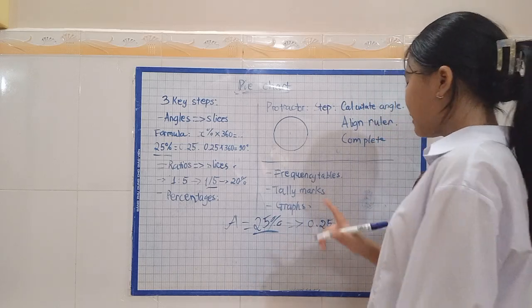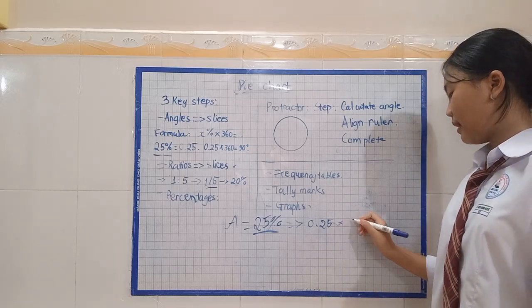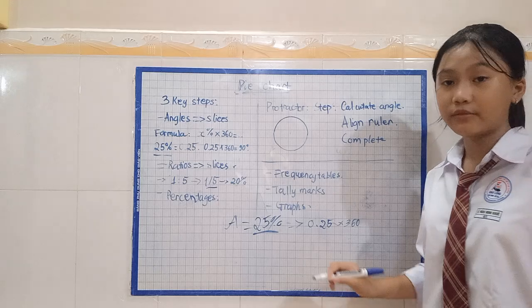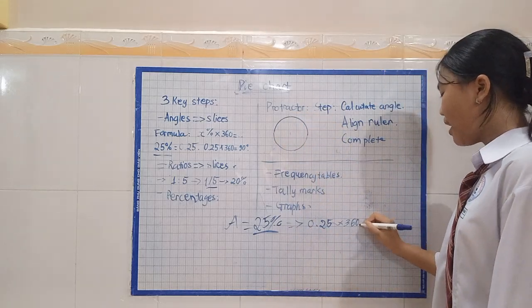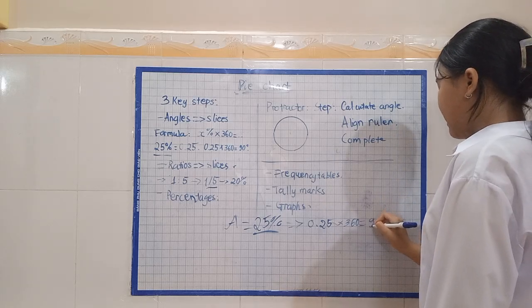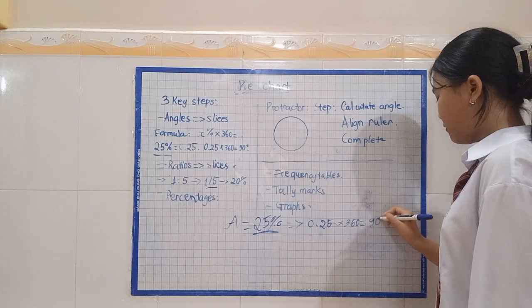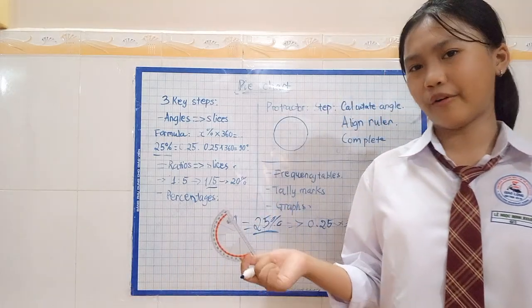And 0.25 times 360, which is the degree of the whole circle, of the whole pie. And we are going to have a result of 90. And so 90 here, what does 90 mean? 90 means the angle of this shape. So now what does this angle help us into drawing it out?